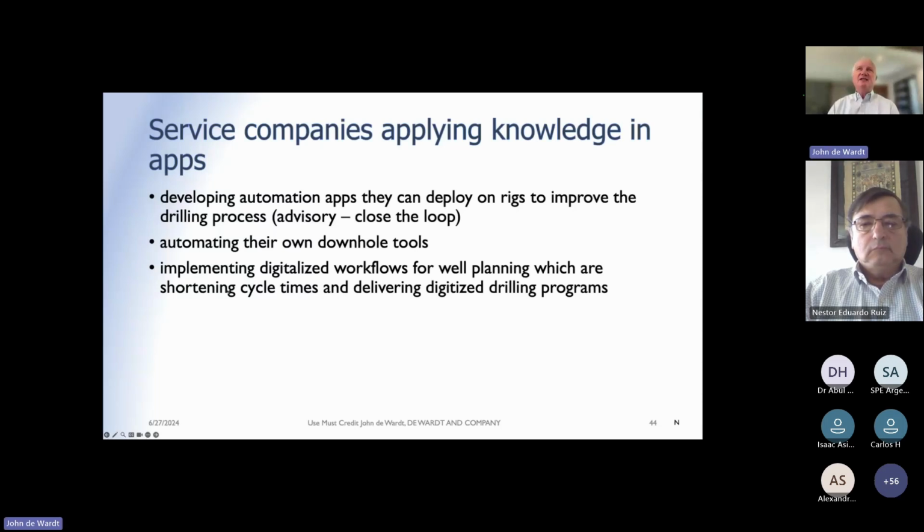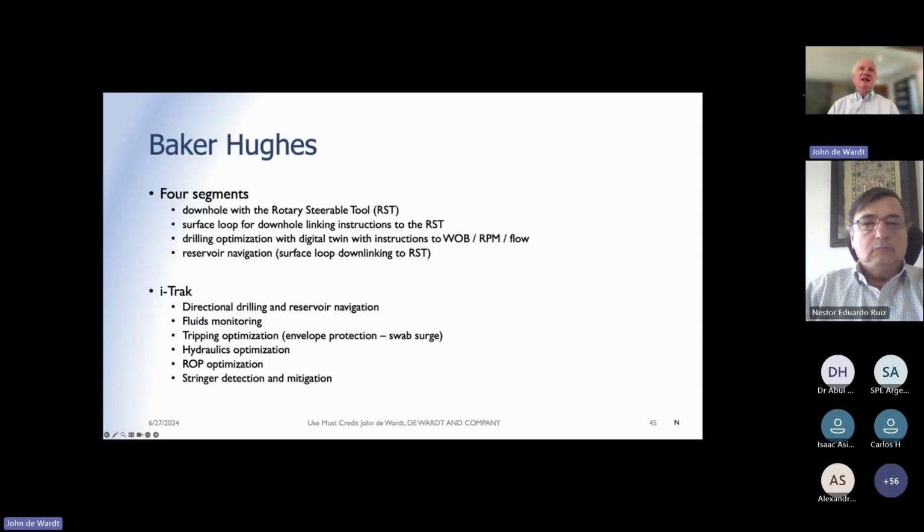And if I pick out on these companies, so Baker Hughes, what I've seen is they got 4 segments. So they're doing downhole with the rotary steerable tool. They're doing surface loop for downlinking instructions to the rotary steerable tool, so they can operate with mud pulse telemetry to bring data back up and then send down new instructions. They're doing drilling optimization with digital twin.